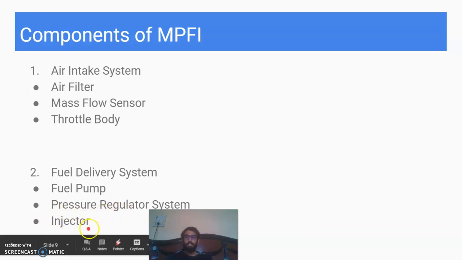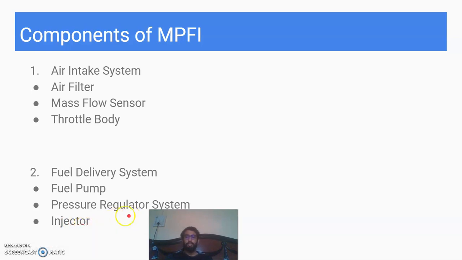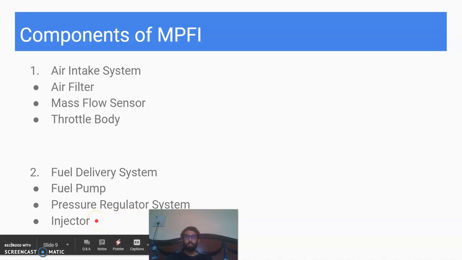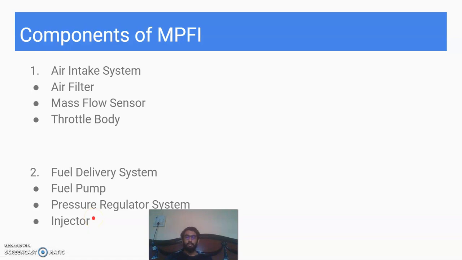The third is the injector. The injector has a nozzle and a solenoid. When the solenoid is energized, the plunger gets pulled and the ball valve gets space to inject the fuel.